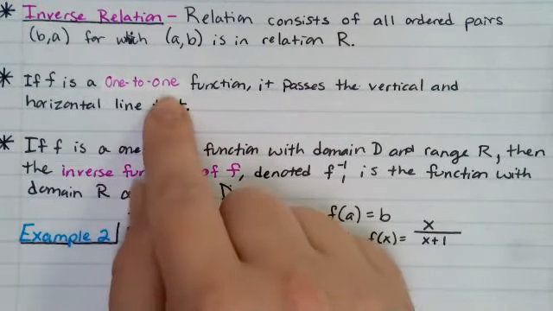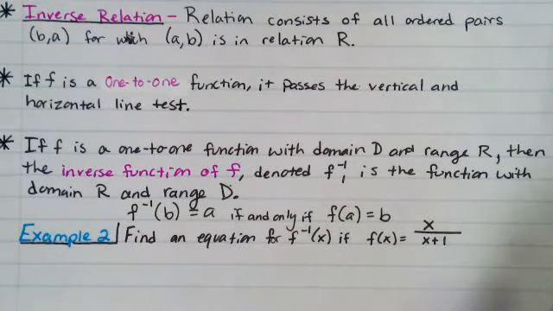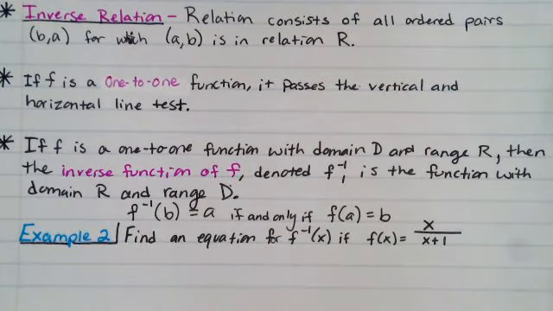If f is 1-to-1, that means it's going to pass the vertical and the horizontal line test. So if we want to know if something is a function or not, just in general, you just check for the vertical line test. But if you want to know that it's going to be 1-to-1, meaning that both a function and its inverse are both functions, it would need to pass the vertical and the horizontal line test in order for you to verify that.